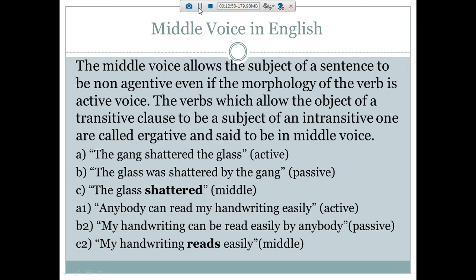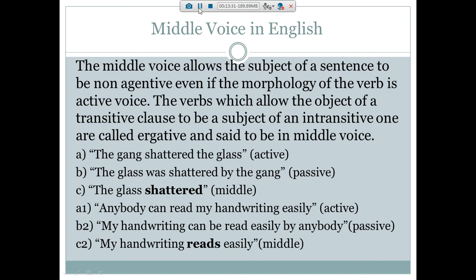Let's see. The middle voice allows the subject of a sentence to be non-agentive, even if the morphology of the verb is active. That is to say, well, we'll have a look at the examples and you'll understand. The verbs which allow the object of a transitive clause to be a subject of an intransitive one are called ergative and are said to be in middle voice.